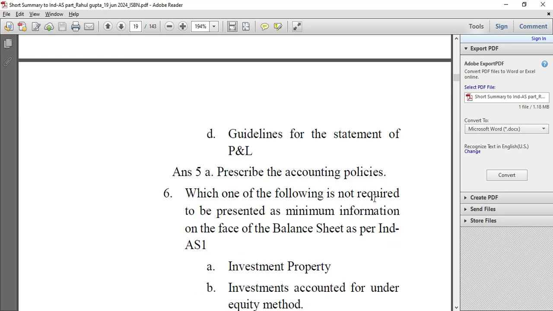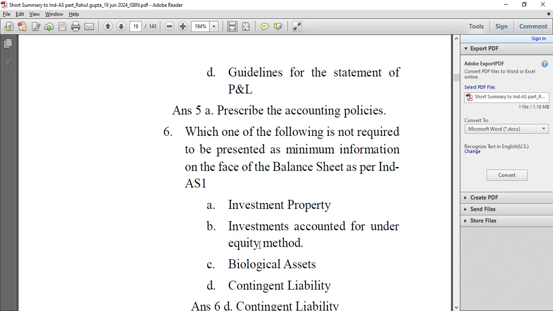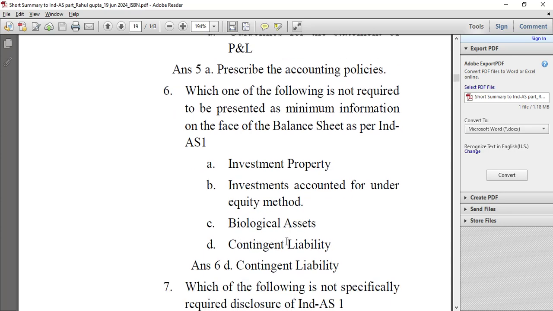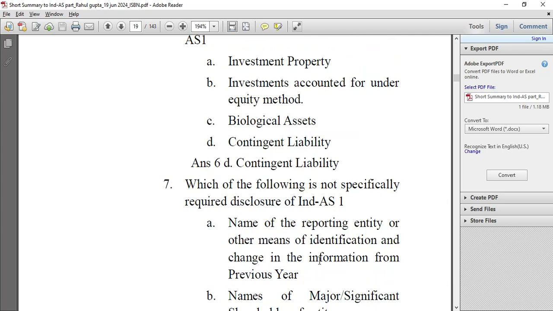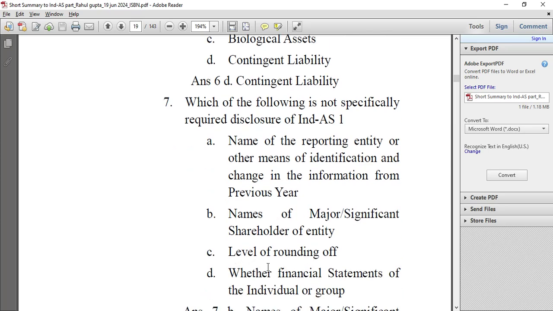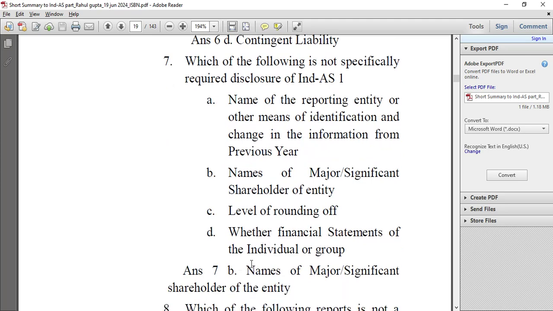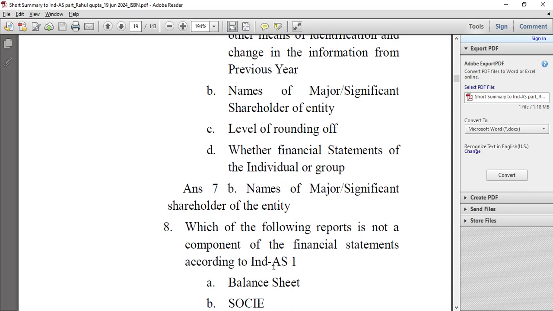Which of the following is not required to be presented as minimum information on the face of the balance sheet as per Ind-AS 1? Investment property, investments accounted for under equity method, biological assets, contingent liability. Answer is contingent liability. Which of the following is not specifically required disclosure of Ind-AS 1? Name of the reporting entity and other means of identification, change in information from the previous year, names of the major significant shareholders of the entity, level of rounding off, whether financial statements are of individual or group. Names of major significant shareholders of the entity is not required.